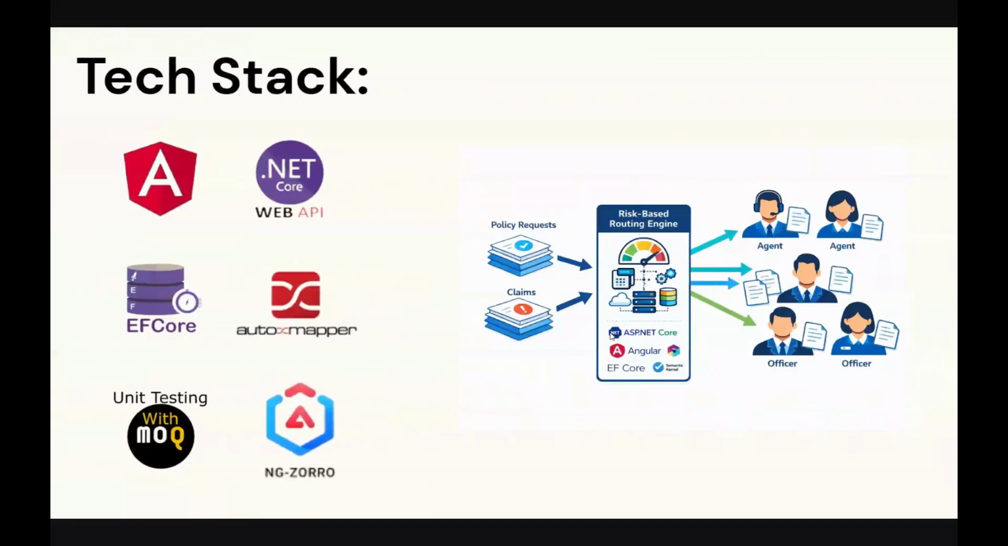The technology stack includes Angular and NgRx for front-end development, and back-end development is done using .NET Core Web API, and AutoMapper is used for mapping DTOs and profiles. We also use EF Core for Entity Framework relationships, and testing has been implemented using unit testing. Unit testing is implemented using xUnit and Moq.